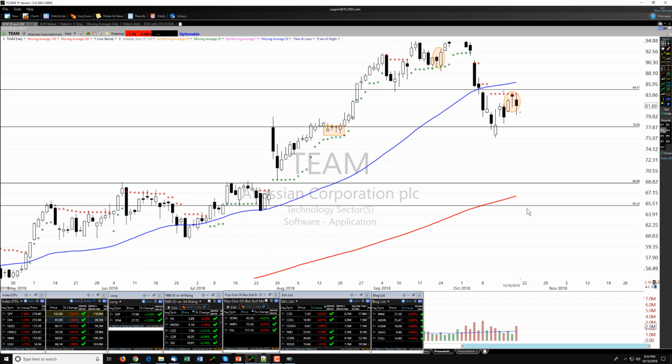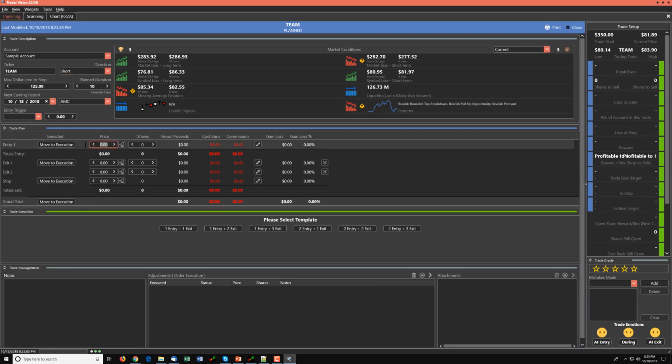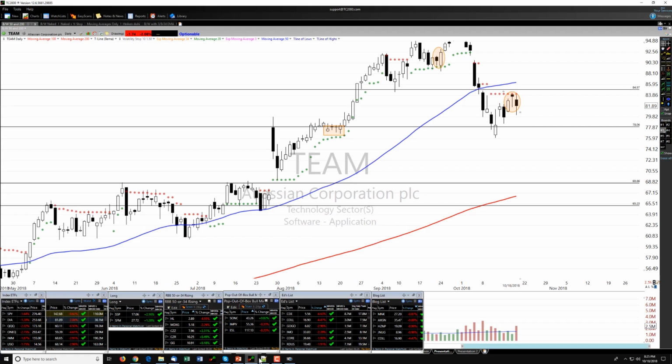Okay, so we're looking at a 78 entry, a 68.70 first target. I think I said that as a first target. Let's go back here and look again. We're going to put our stop right here. What is that V-stop?